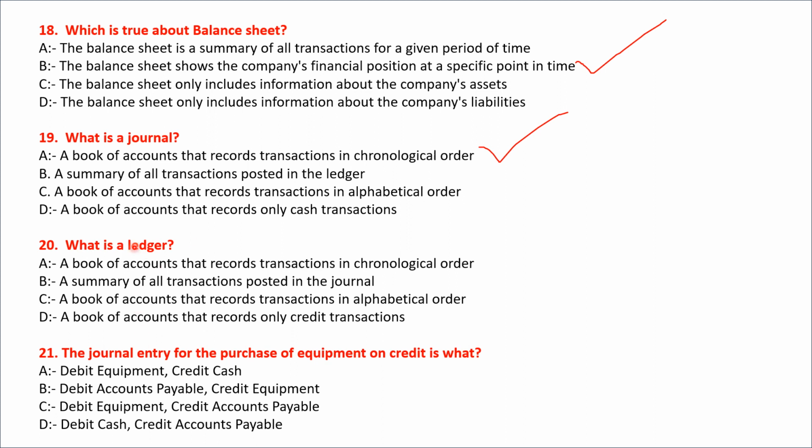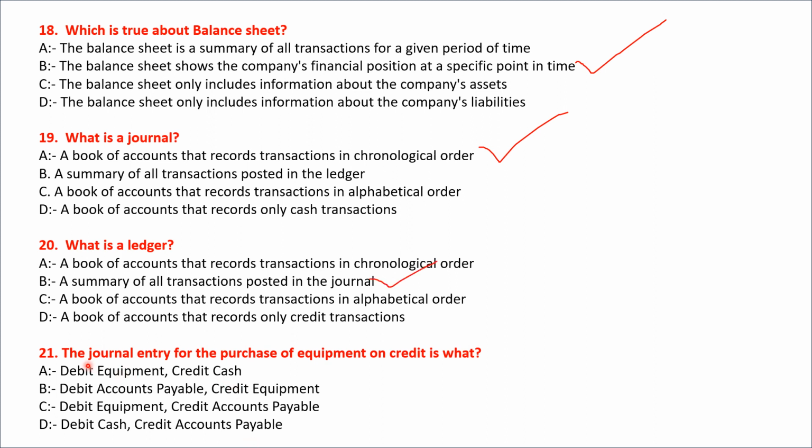Let's see the next question. What is a ledger? The options are: a book of accounts that records transactions in chronological order, a summary of all transactions posted in the journal, a book of accounts that records transactions in alphabetical order, and a book of accounts that records only credit transactions. So here the right answer will be option B, a summary of all transactions posted in the journal. Okay, so option B will be the right answer.